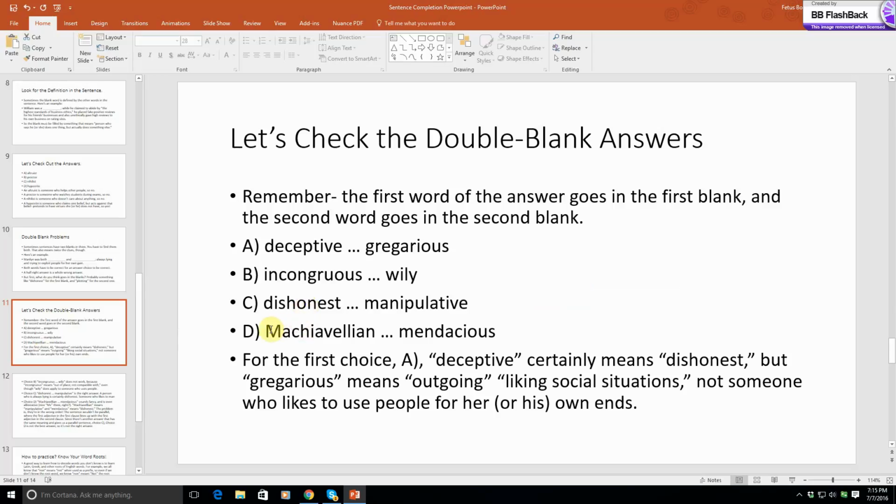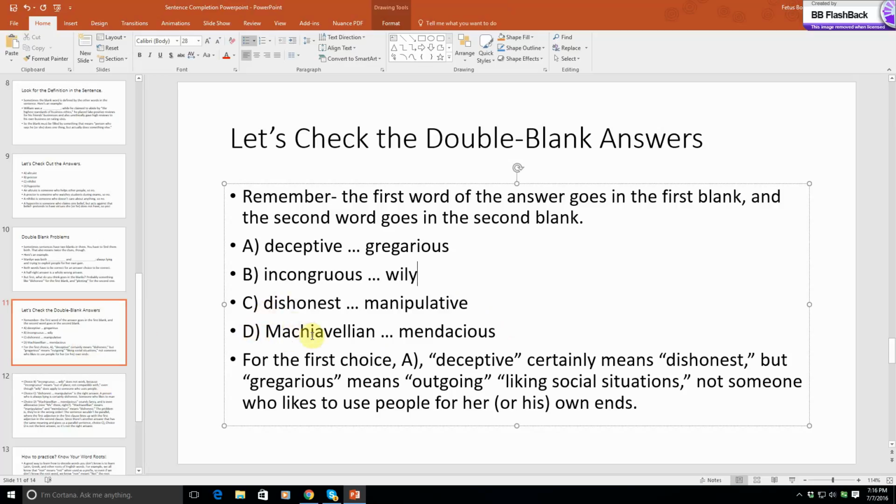And so that works. And now you're saying, hey John, Machiavellian and mendacious. I think Machiavelli, he was that guy from the Renaissance who was really manipulative, wasn't he? And mendacious, I think that means lying, like mendacity or mentiroso in Spanish. You are correct, but you're still wrong, and here's why.